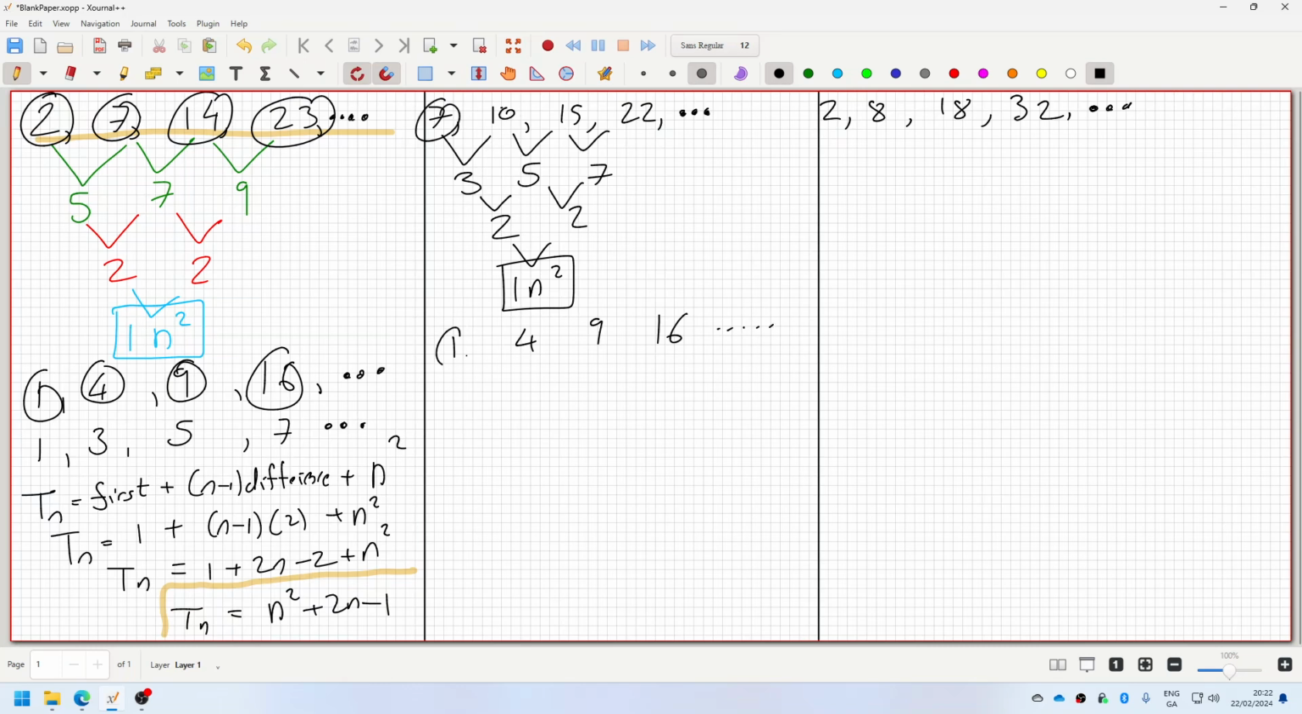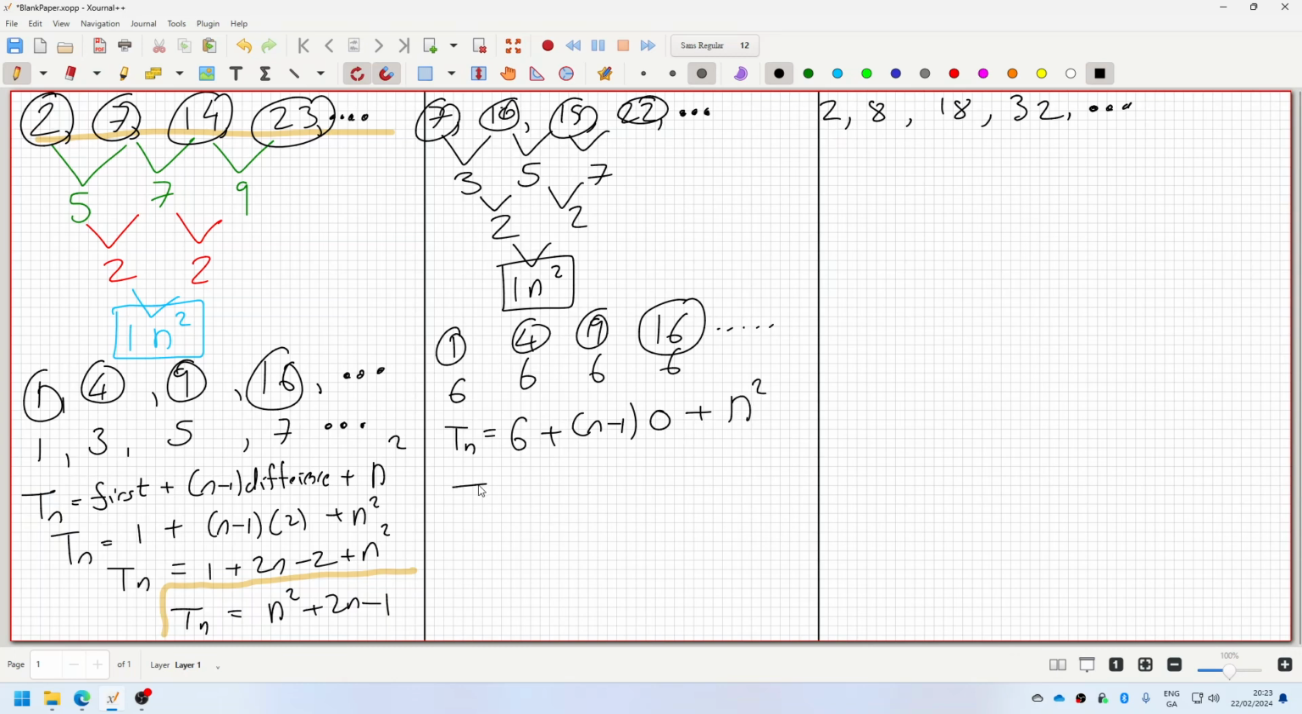Subtracting, 7 minus 1 is 6. 10 minus 4 is also 6. 15 minus 9, that's also 6. And 22 minus 16, that's also 6. So interestingly here, this linear sequence we get is pretty simple. It's constant. The first term, 6, plus n minus 1 times the difference, which is 0, plus the helper, 1n squared. So that would be Tn equals n squared plus 6, because the middle piece is gone since it's a 0.